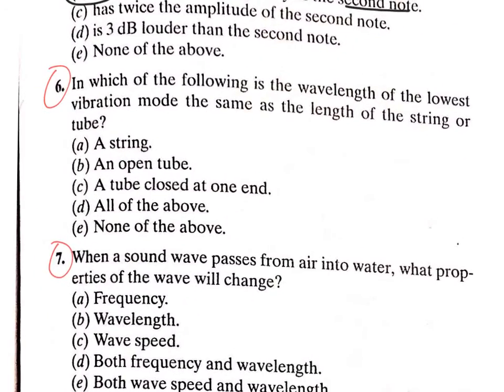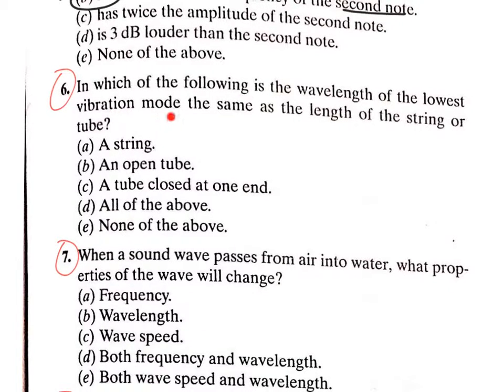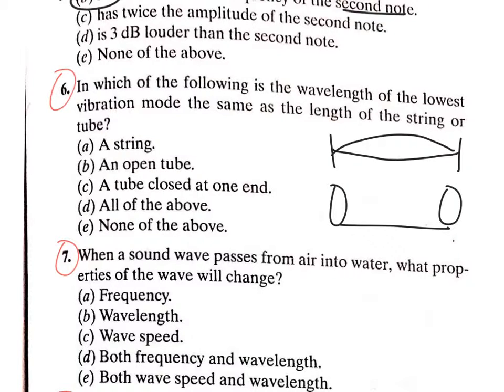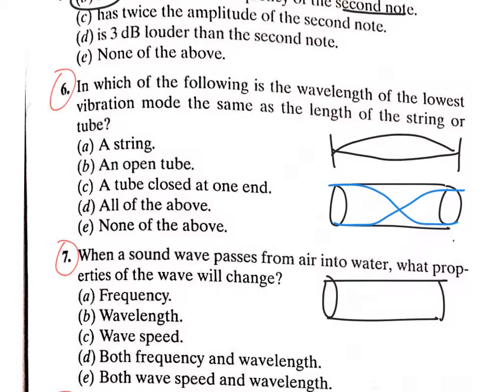6. In which of the following is the wavelength of the lowest vibration mode the same as the length of the string or tube? So, lowest vibration mode, when we're talking about guitar strings, we can represent it like that. When we have a tube that is open on both ends, we represent it like this. So this is the fundamental resonant frequency. And when we had a tube that was closed, I'll do this to represent closed. Notice how I'm not writing all this stuff, but good thing you are. You wrote guitar, you wrote open both ends, and you wrote closed at one end. Good students. We represent it like this.